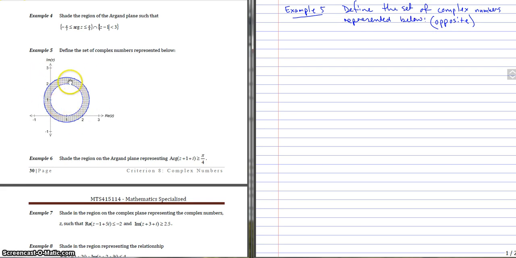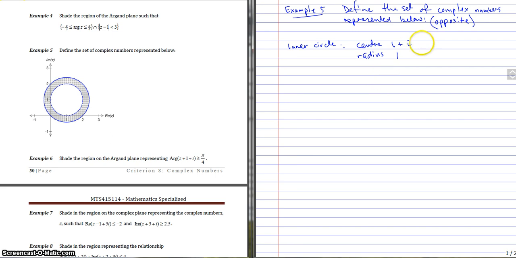Now we've got circles. So we can see here this inner circle has a centre at 1, 1, or let's just write it here. Inner circle has a centre at 1 plus i. Okay, 1 on the real and 1 i on the imaginary. That's our centre, and a radius of 1 unit.